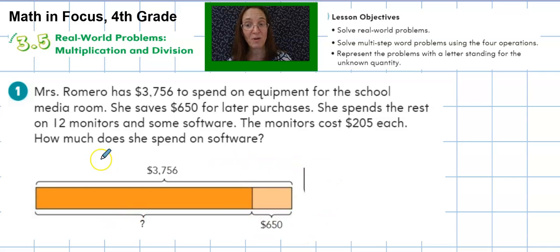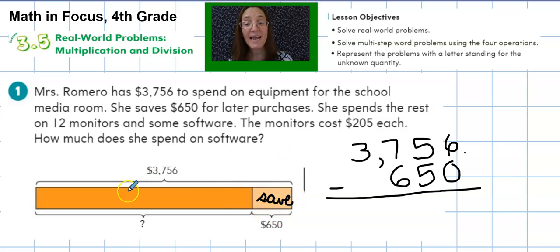In this first bar model, you can see that this length right here represents all the money that she has to spend. And here is the part that she is going to save. This looks like a subtraction problem to me. If I get rid of the savings, I'll know how much she actually spent at this time of this problem. So I'll do some subtraction.